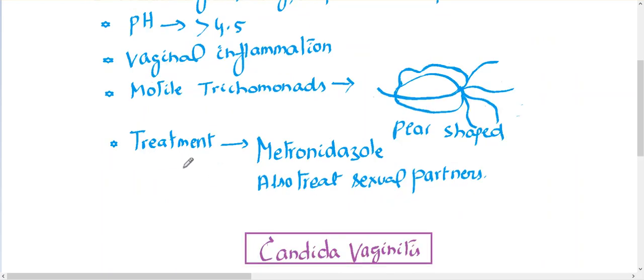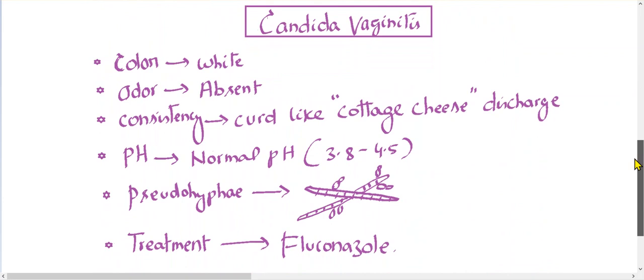Now, how do you treat trichomoniasis? You treat with metronidazole. And it's also important to remember that you treat the sexual partners. In bacterial vaginosis you don't have to treat the sexual partners, but in trichomoniasis you have to treat the sexual partners. Now the last topic is Candida vaginitis.